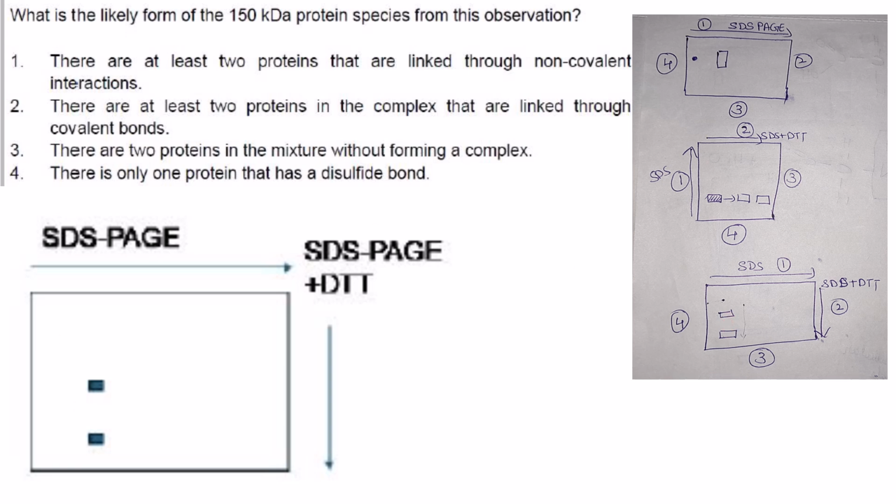Now read the observation. There are at least 2 proteins that are linked through non-covalent interaction. It cannot be. There are 2 proteins, that is why you got 2 bands in the end. But a disulfide linkage is not non-covalent, it is a covalent interaction. So that makes the first option incorrect. There are at least 2 proteins in the complex that are linked through covalent bonds. That is correct. There are 2 proteins in the mixture without forming a complex. Not correct. And there is only 1 protein that has a disulfide bond. No, there are 2 proteins. So that is also not correct.